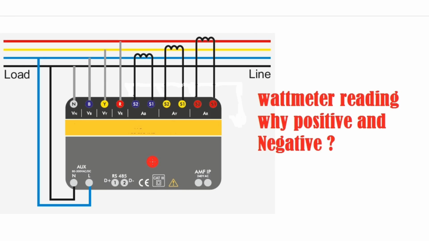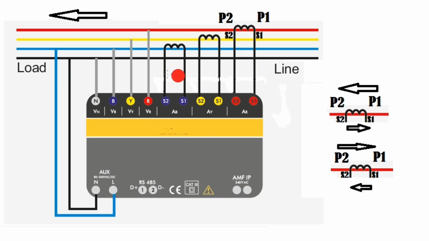Today I will discuss the three-phase 4-wire wattmeter and why the wattmeter reading sometimes shows positive and sometimes negative. What is the condition behind the wattmeter reading being positive or negative? I will discuss that in this video. Here the diagram is shown for a three-phase 4-wire energy meter or wattmeter.